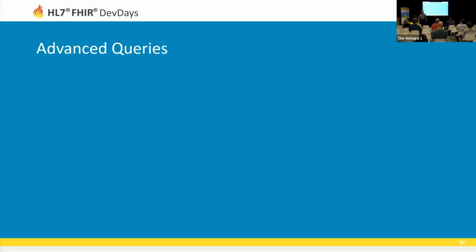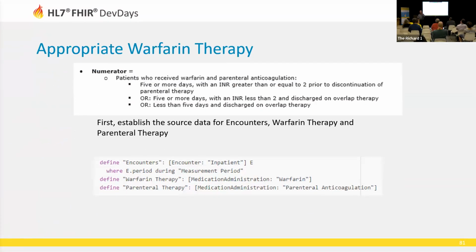All right. Because now I want to do a more advanced query. So this is appropriate warfarin therapy. This is from one of the eCQM measures. This is patients who received warfarin and parenteral anticoagulation for 5 or more days with an INR greater than or equal to 2 prior to discontinuation of parenteral therapy, or 5 or more days with an INR less than 2 and discharged on overlap therapy, or less than 5 days and discharged on overlap therapy. So we have these concepts within here. We're talking about encounters, we're talking about warfarin therapy, we're talking about parenteral therapy, and there are several different relationships between each of those things.